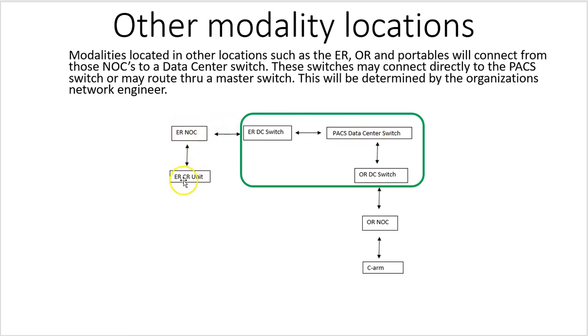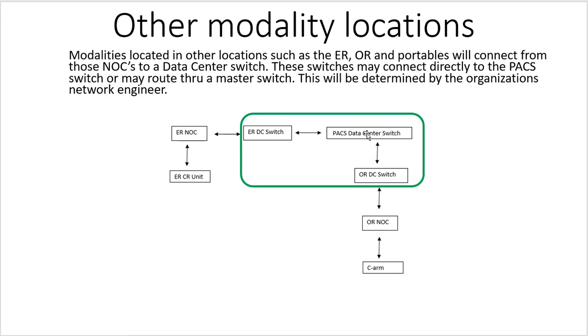So you have the ER-CR unit here, and it's plugged into the emergency room NOC, or network operations closet, and it uses those trunk cables to connect to the ER data center switch, which in turn connects to the PACS data center switch. And here you have the C-arm, which connects to the OR NOC, which connects to the OR data center switch, which connects to the PACS data center switch.